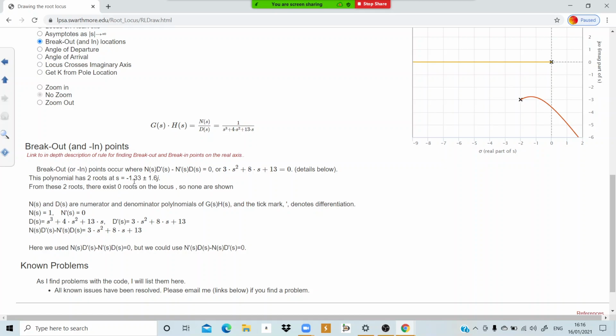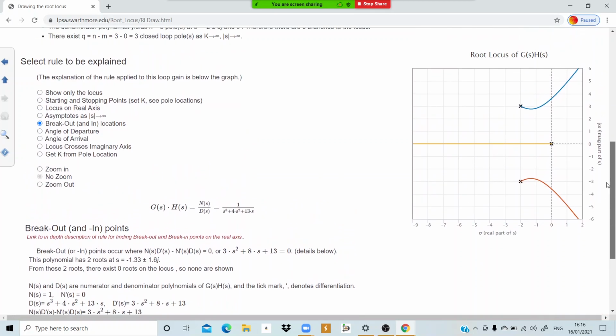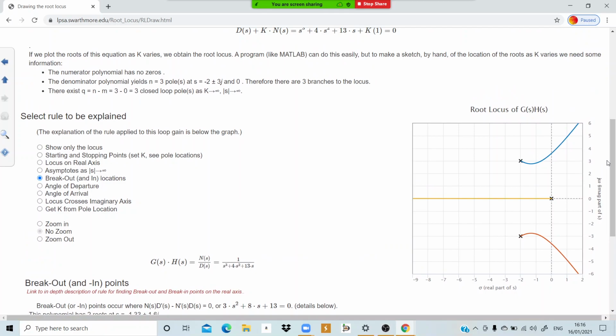See, 1.33, 1.659 we got. From these two roots there exist 0 roots on the locus, so none are shown, right? From this nothing is breaking away or breaking in, so this will be the solution. Okay, so it is matching with whatever we have done. Thank you.